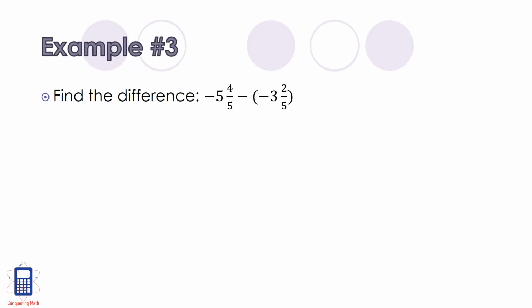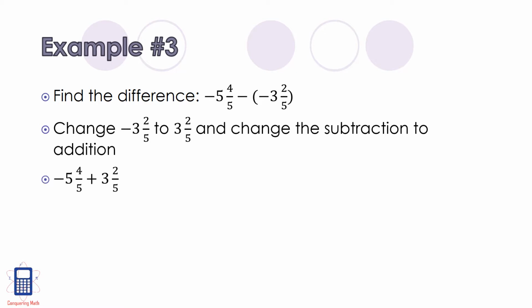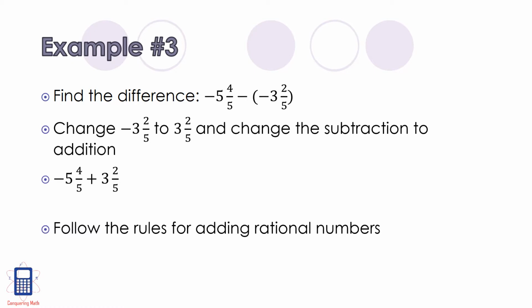Now let's mix it up a little bit by throwing some fractions in there. This time we have negative 5 and 4/5 minus negative 3 and 2/5. So once again, we need to change negative 3 and 2/5 to positive 3 and 2/5, and then change the subtraction sign to an addition sign. So now we have negative 5 and 4/5 plus 3 and 2/5. Once again, at this point, all we have to do is follow the rules for adding rational numbers, and this time we've thrown some fractions into the mix. And so we have negative 5 and 4/5 plus 3 and 2/5 equals negative 2 and 2/5.